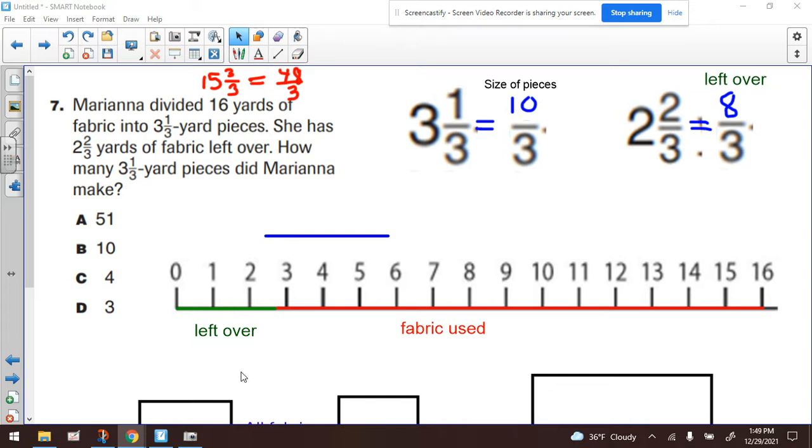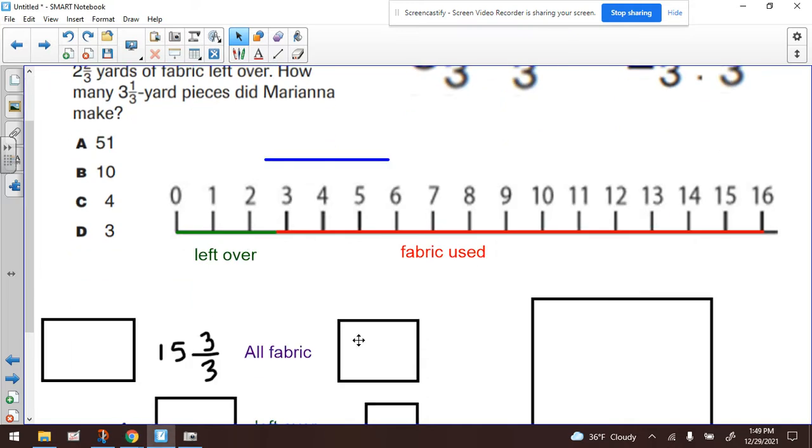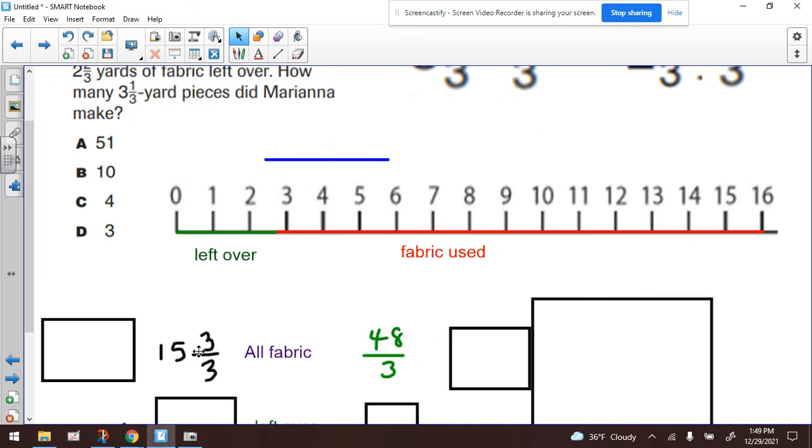Some reminders of some equivalents of 16 are, if we want to turn it into an improper fraction, we might rename that as 48/3. If we want to write it as a mixed number, we might choose 15 and 3/3. So that's step one, is to choose which approach you want to take, either this approach or this approach, but that's all of the fabric. Both of these are equivalent to 16.